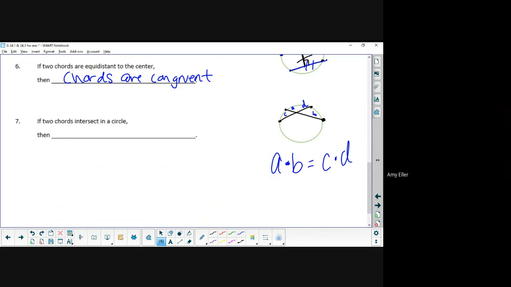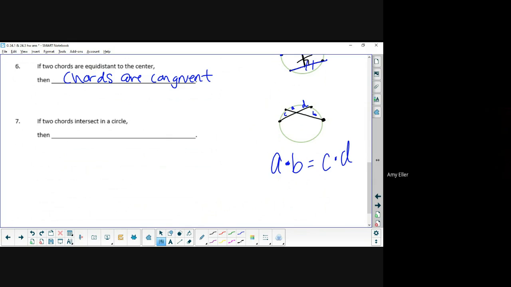This does not say that if this chord is 10, this chord is 10. That's not how it works. It's the parts of the chord multiplied together. The two parts of this chord multiplied together equal the two parts of the other chord multiplied together.